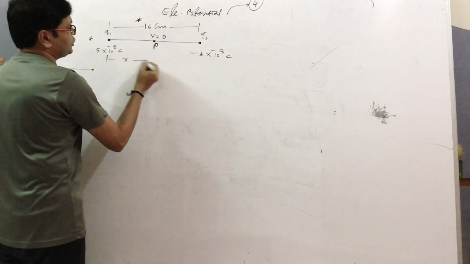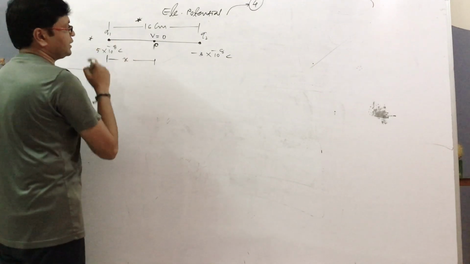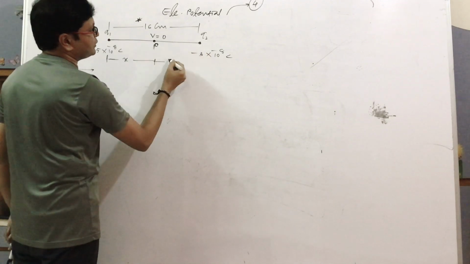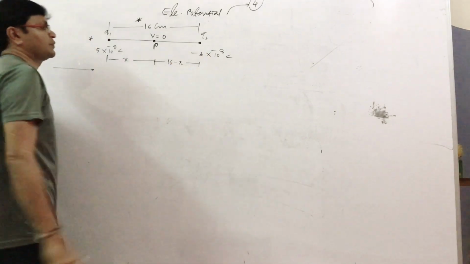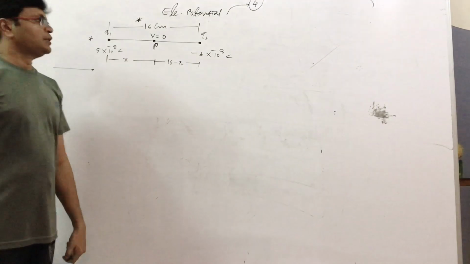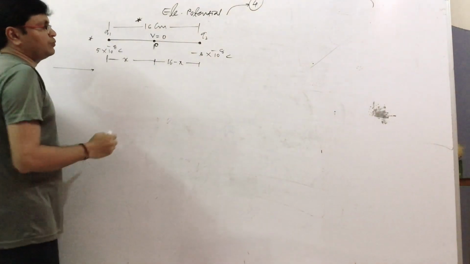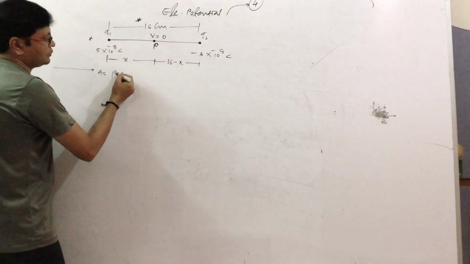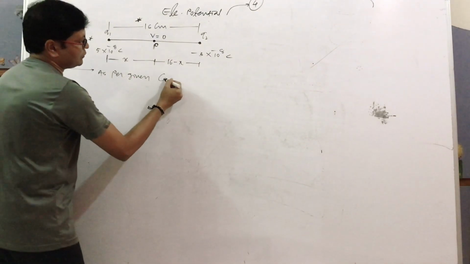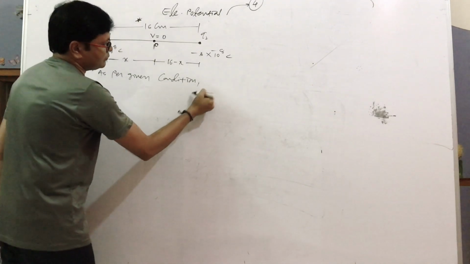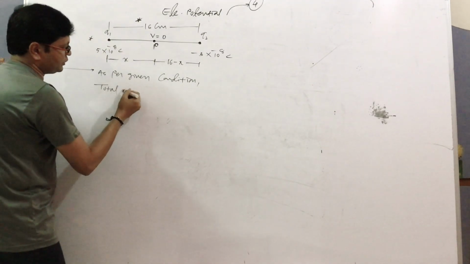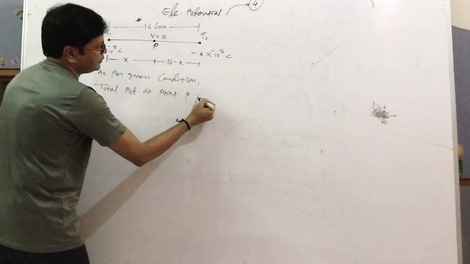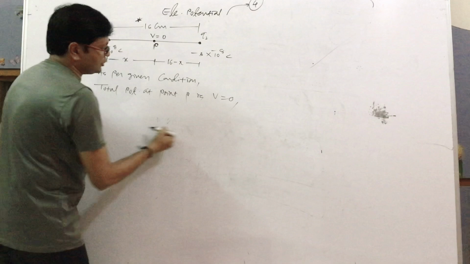Let the distance of this point P from the first charge be x, and the distance, obviously, of this point P from the second charge is now 16 minus x, because the total distance is 16. So we would like to find the potential at this point P. Already we know that the potential here is 0. So as per the given condition, the total potential at point P is V equal to 0.